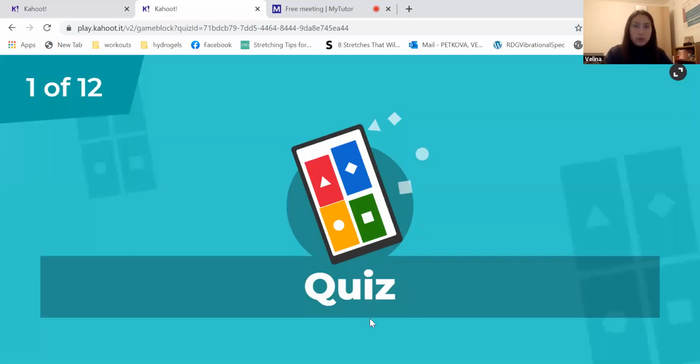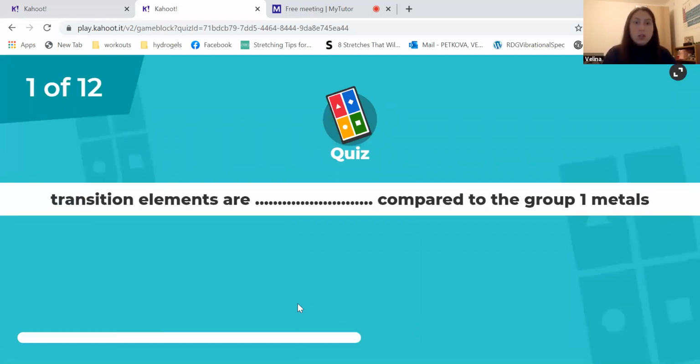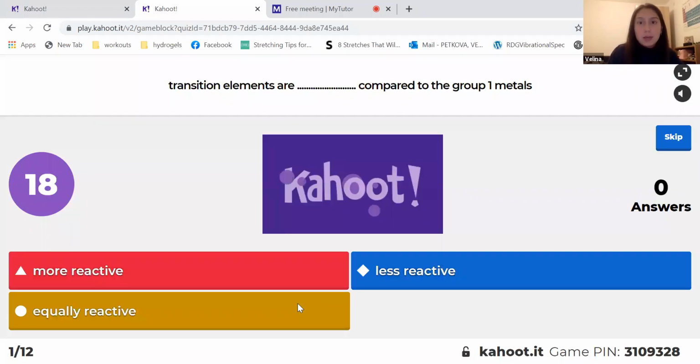Chemistry 4, the fourth lesson. Transition elements are something compared to group 1 metals.